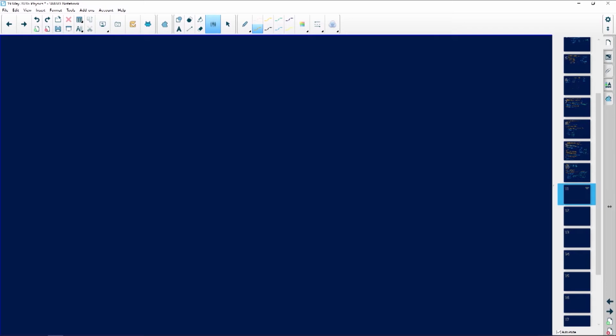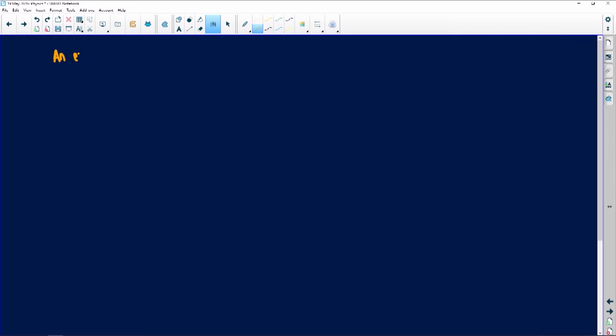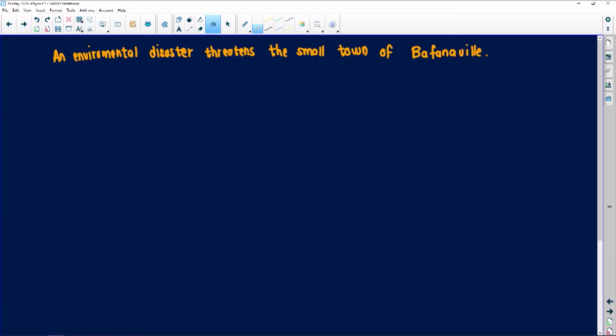This is a nice one. So they have an environmental disaster. Environmental disaster threatens the small town of Bafanaville. I wonder where Bafanaville is. And then this is the natural disaster.